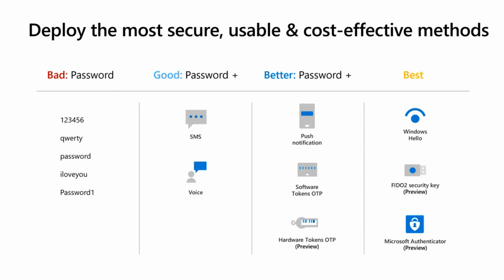So password is bad, better, even better, is things like push notifications, software tokens, one-time passwords, or hardware tokens with one-time passwords. But best is something like Windows Hello, FIDO2, or Microsoft Authenticator. These are much better. I don't know why they say preview anymore, because neither of them are in preview. Those are going to be your best options for authentication.